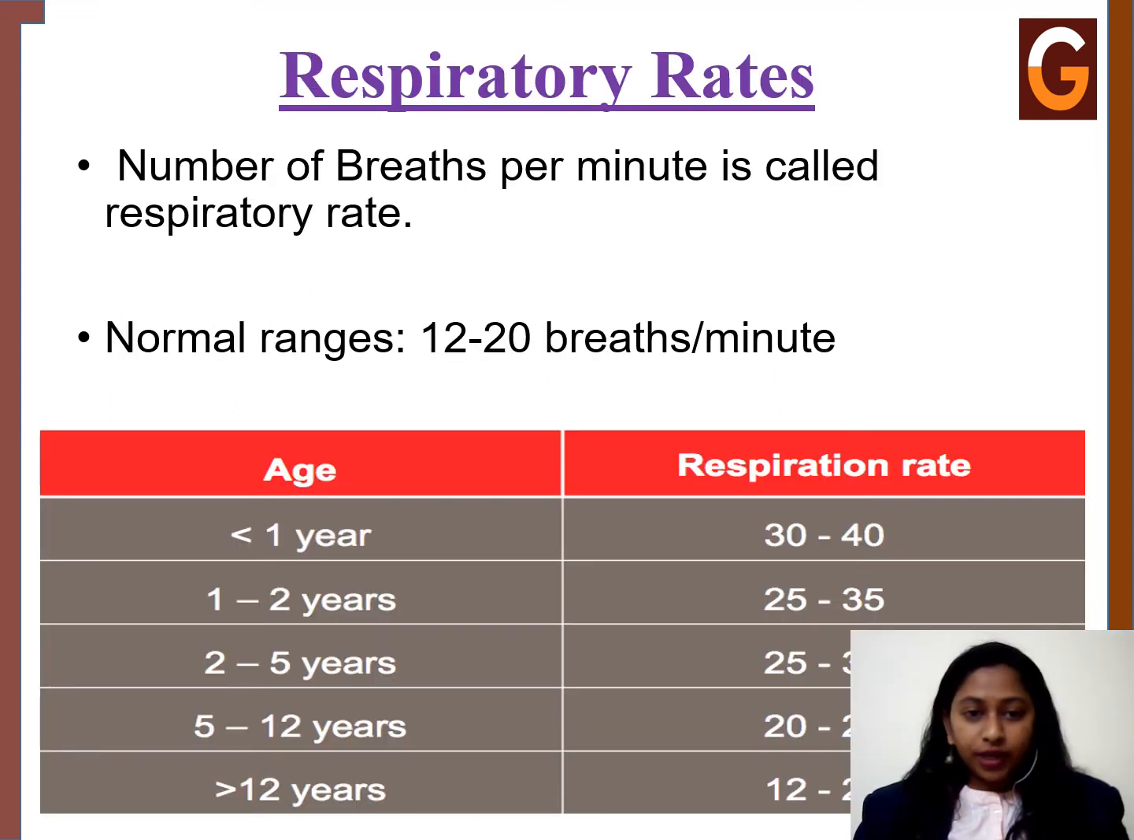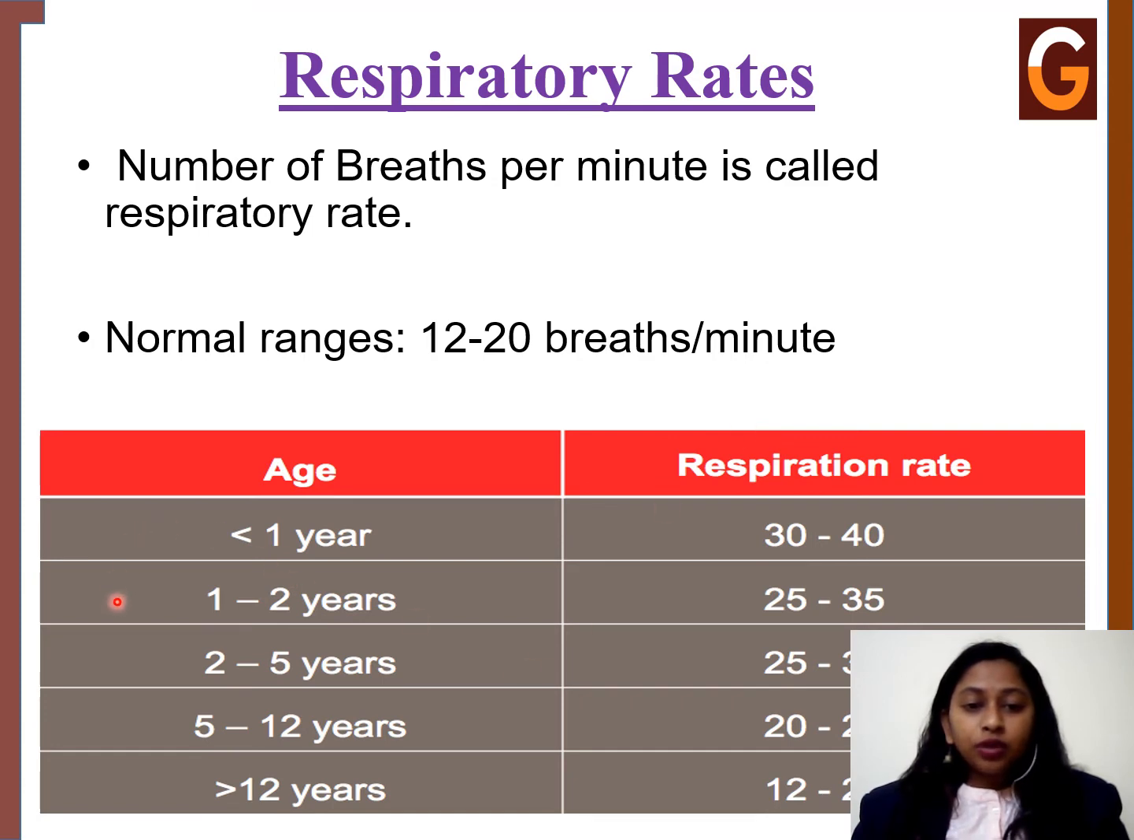Now the respiratory rates. What is respiratory rate? Respiratory rate is nothing but the breaths per minute. So this is calculated as how many breaths you are taking in a minute, and as per that, we call it respiratory rate. The normal range for adults is 12 to 20 breaths per minute, but according to age, it keeps on varying. For example, if the baby is less than 1 year old, the respiratory rate will be 30 to 40, because their ventilation is way too much.